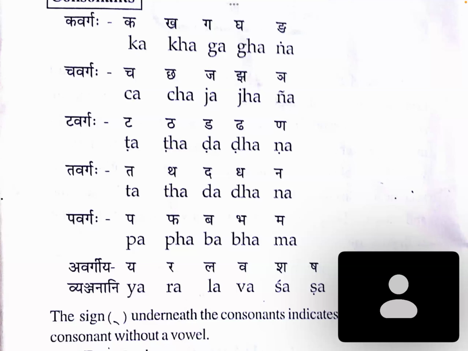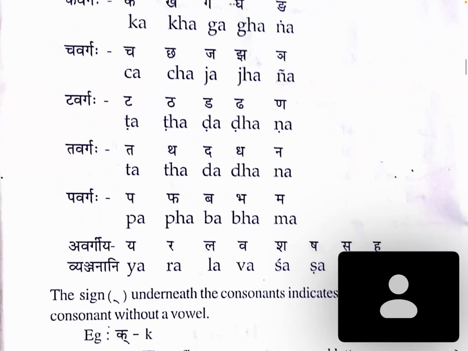See the pronunciation. The second one should be hard. Ta, tha, pa, pha. When we do it like this, that is alpa prana. The first letter is alpa prana. 1, 3, 5 are all alpa prana. 2 and 4 are maha prana. They have to be pronounced with a stress. Stress in the syllable. Okay? We have to give a stress in the sound.